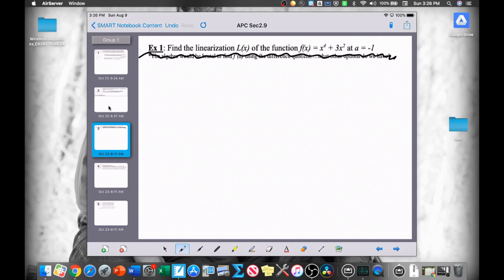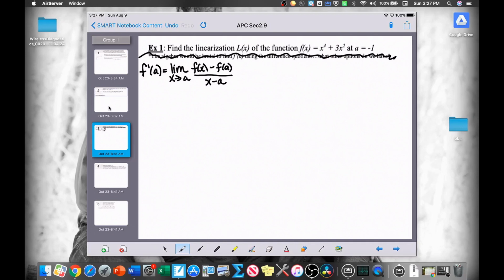So taking a look at our function, the first thing that we need is a slope, right? So our f prime of a is going to be equal to the limit as x approaches a of f of x minus f of a divided by x minus a. There's our difference quotient for finding our slope.